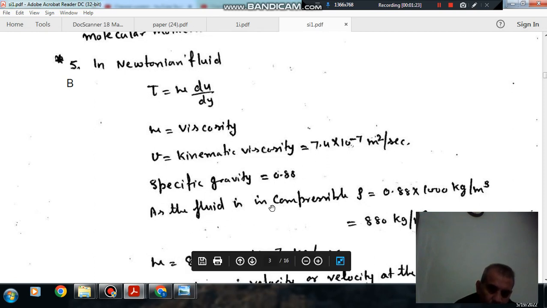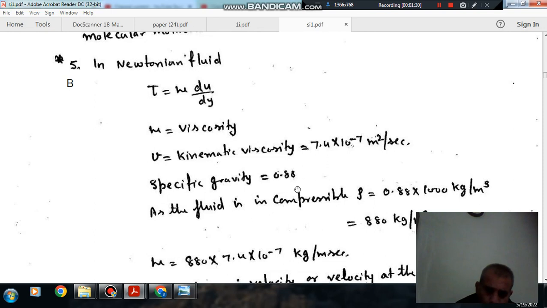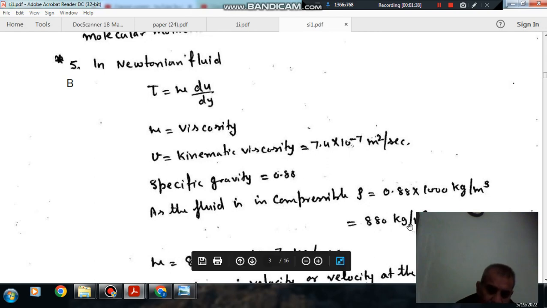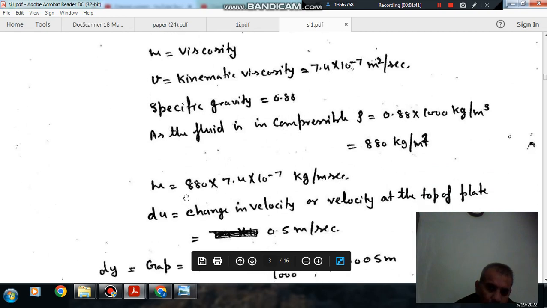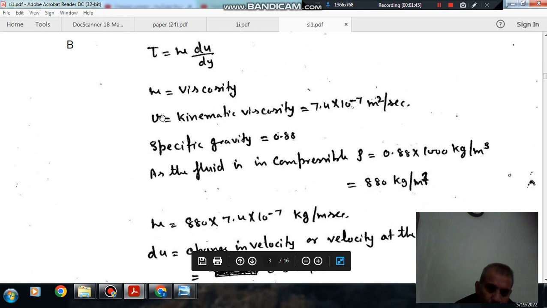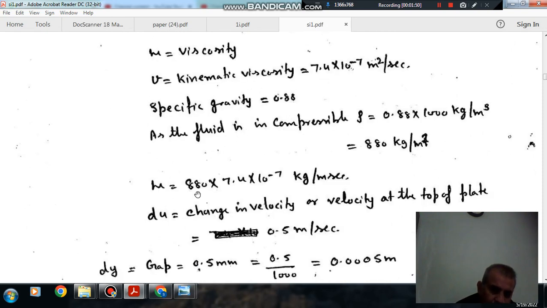So the density is rho, specific gravity into density of water, that is 880 kilogram per meter cube. So mu is rho into the kinematic viscosity. So the dynamic viscosity is 880 into 7.4 × 10⁻⁷.